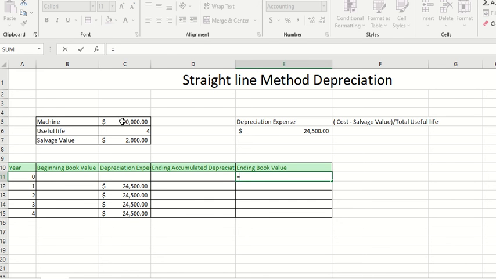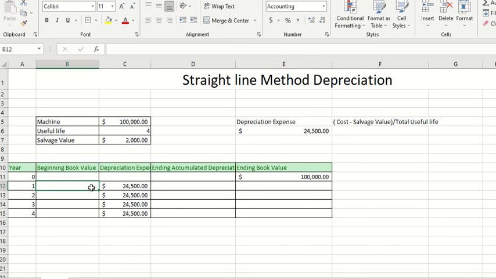As the number 0, the book value of the machine is about 100,000. Now the beginning book value should be the same as the ending book value in the previous year, that is this one.